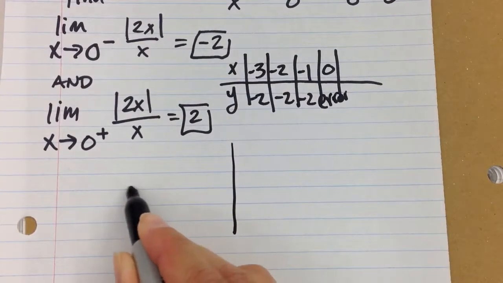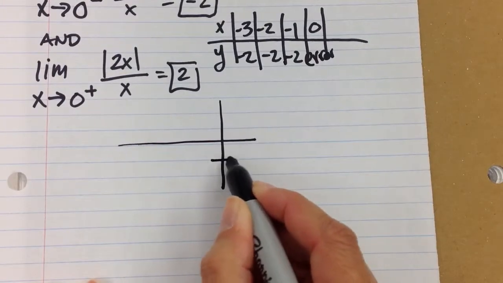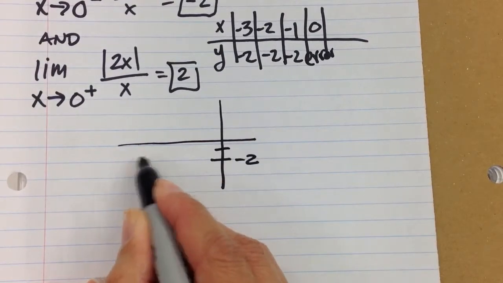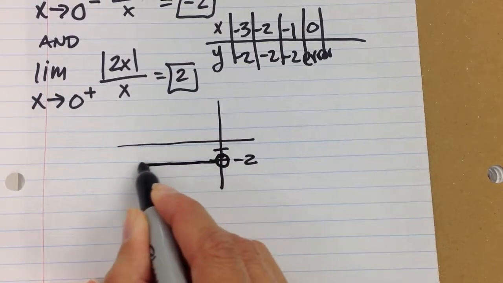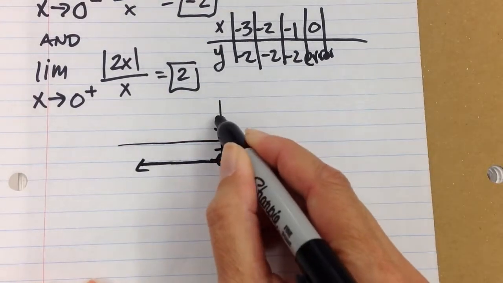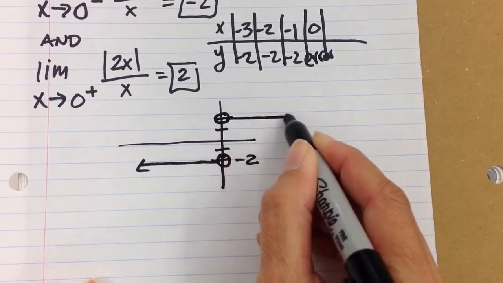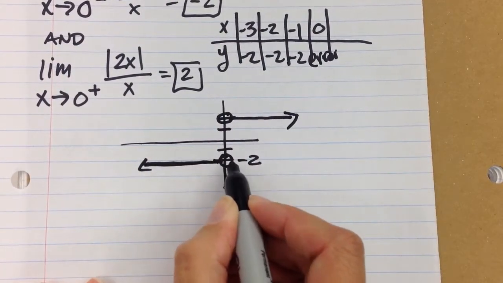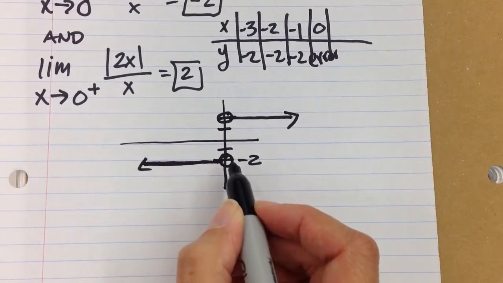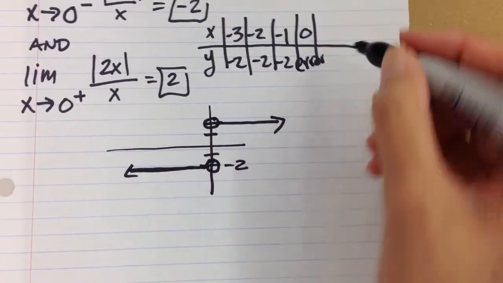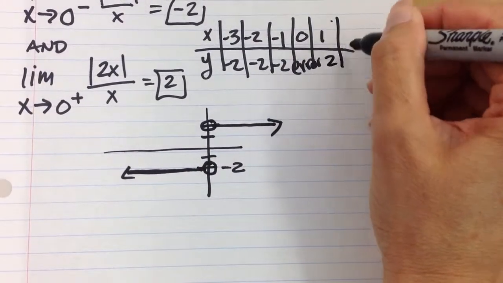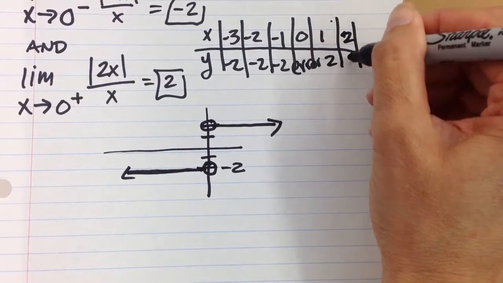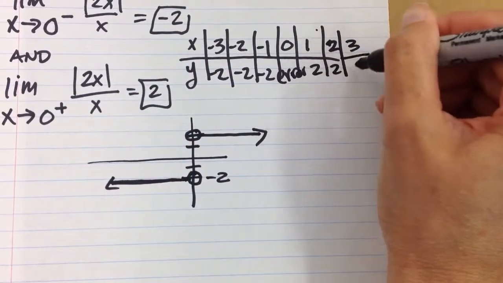approaching -2. I say it's approaching because at -2, let's say this is -2, there's a hole there, and then it goes like that. At +2, there's a hole, and then it's going to the right. So we say it's approaching -2, but it's not equal to -2. Okay? And at 1, it's +2. At 2, it's +2. At 3, it's +2.